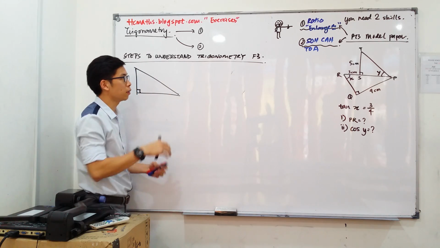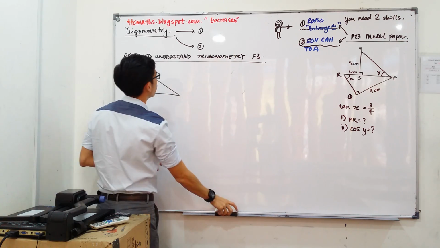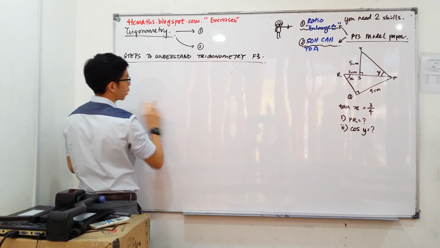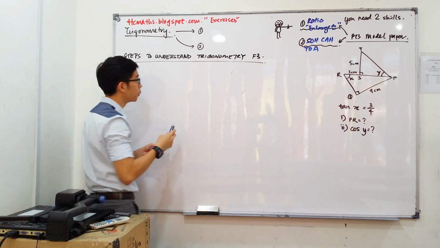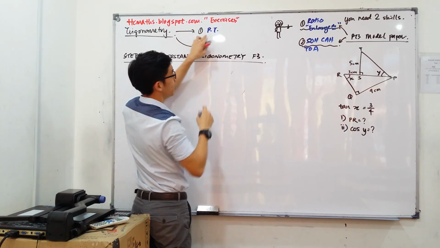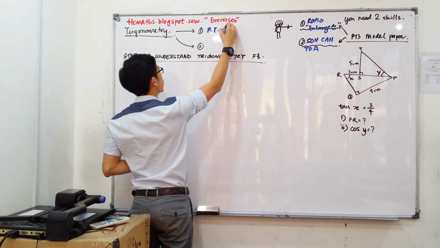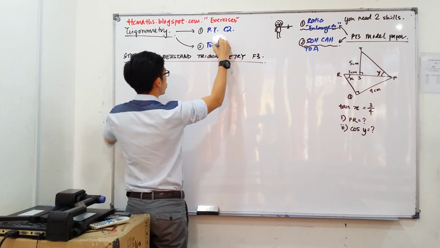Okay, so leave it aside. Later we'll come to that. Very easy, don't worry. As you can see over here, let me erase off the right angle triangle first. Under trigonometry form 3, number one, PT, where it shows Pythagorean theorem form 2. And number 2, it will be trigonometry, which is this topic.